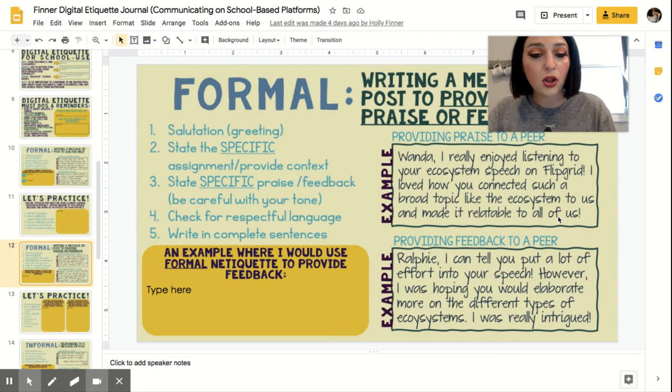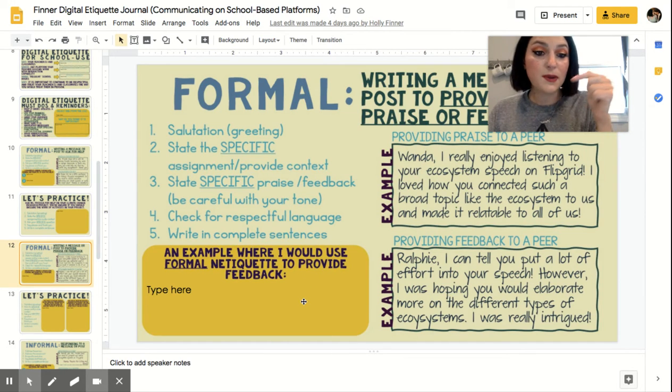Ralphie, I can tell you put a lot of effort into your speech. However, I was hoping you would elaborate more on the different types of ecosystems. I was really intrigued. They said something positive, and they layered the kind of constructive criticism or critique under it. So that's a great way to do that.